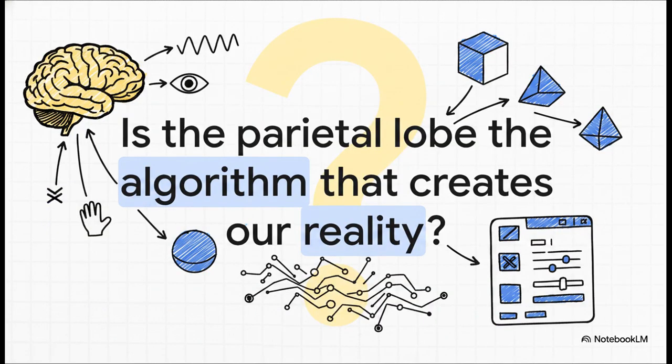And this leaves us with a final thought to chew on. The parietal lobe takes in all this raw sensory data, it integrates it, and it builds the internal models, the praxicons that we use to act. It doesn't just perceive the world, it builds the functional user interface for how we interact with it. So the question then isn't just whether this lobe creates our reality, but whether it is the master architect of our very ability to act within it.